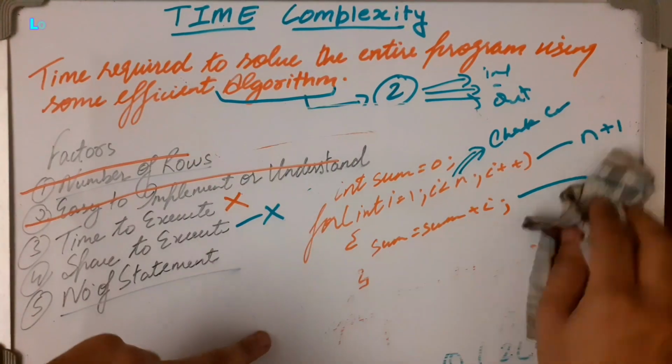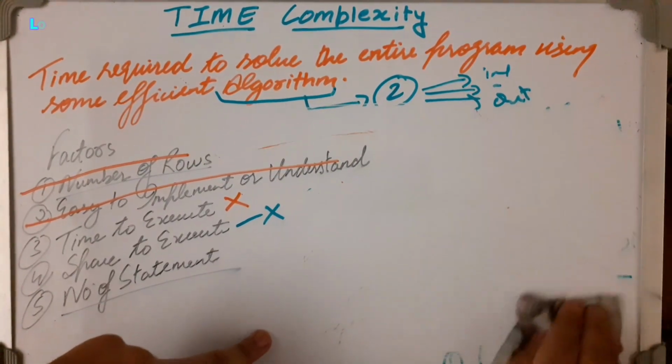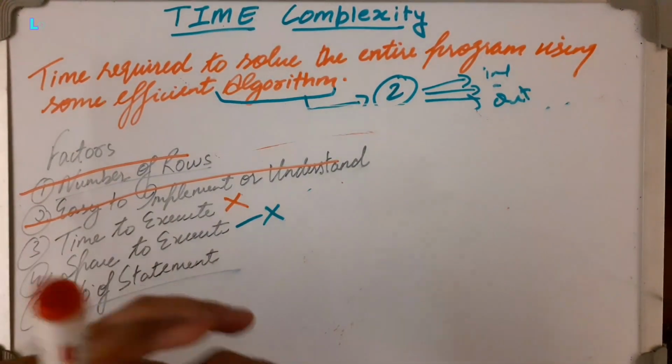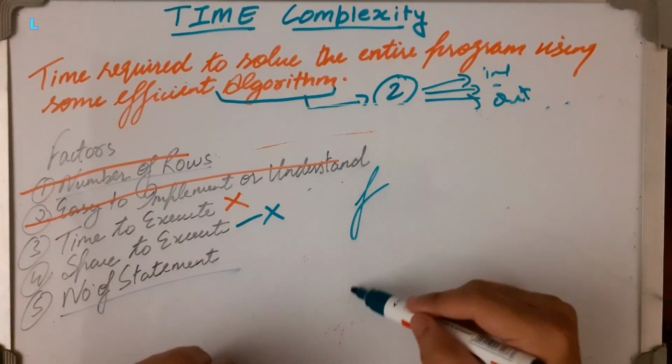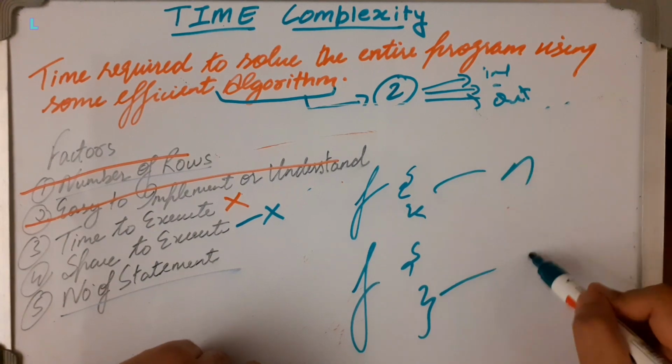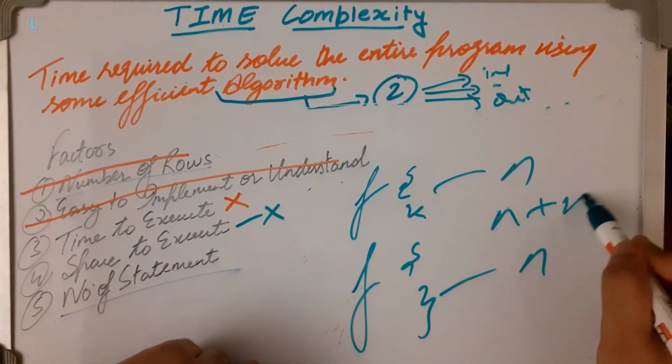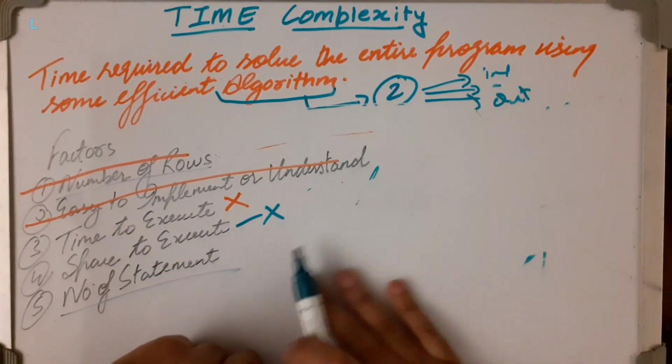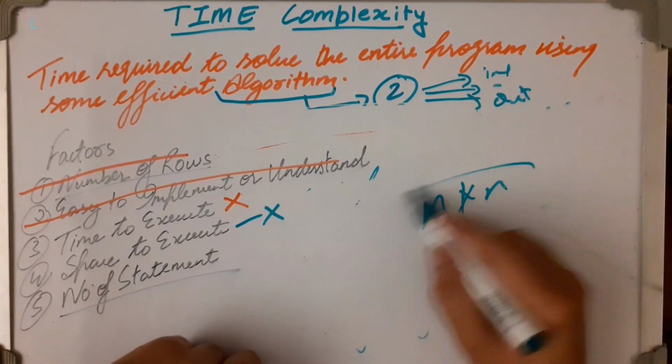If you have a loop inside a loop, then it will be n into n. If you have one loop here and another loop here, with the loop ending here, this is n and this is n, so it is n plus n. If you have a loop inside a loop, then we use multiplication, n into n.